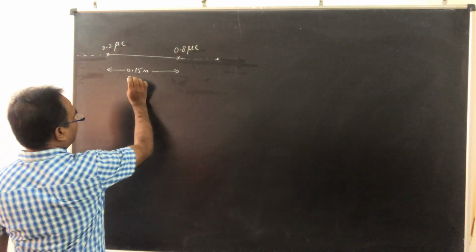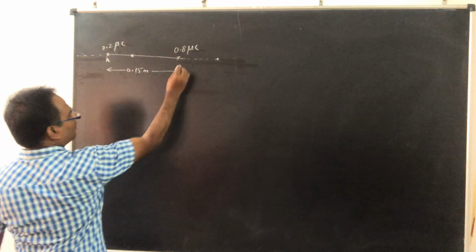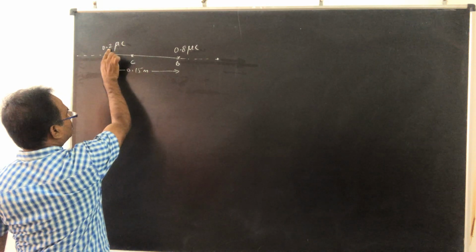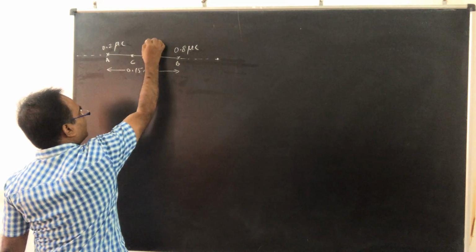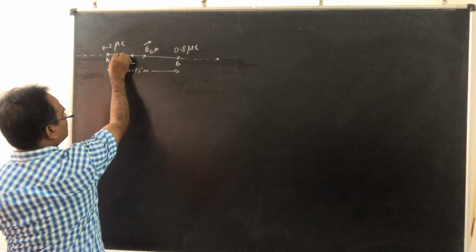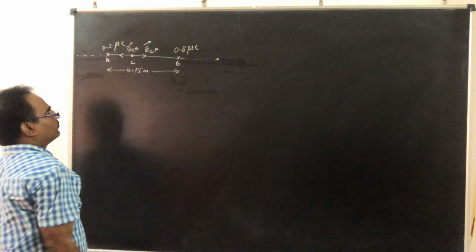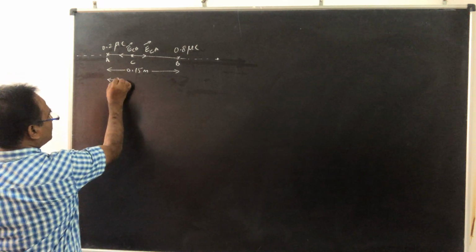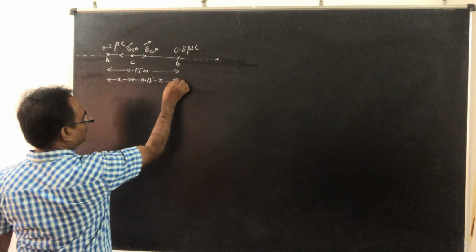If I consider some point here, say this point is A, this point is B, this point is C. At this point C, due to this positive charge electric field is in this direction. That is electric field at C due to the charge at A, it is in this direction. Due to this positive charge at this point electric field is in this direction. It is away from the charge. So this is ECB. That means you consider this distance to be x. The remaining distance will become 0.15 minus x.